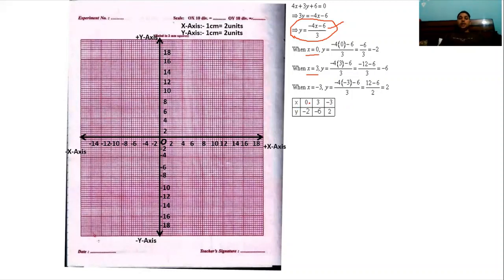So, writing the value of x and the corresponding value of y, we have this particular table. After drawing the table, what do we have to do? We have to plot these points on the graph paper.